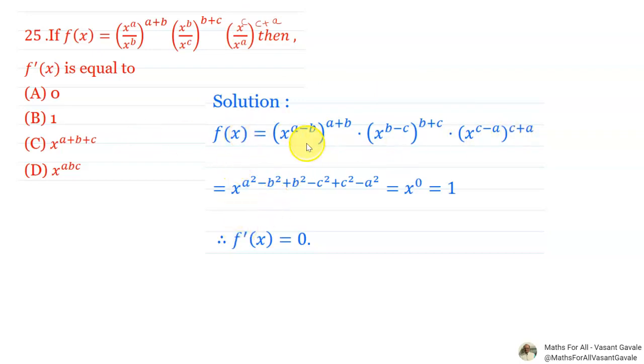Okay, and therefore x raised to a minus b into a plus b means a square minus b square. Similarly here, b square minus c square, c square minus a square, that is x raised to a square minus b square plus b square minus c square plus c square minus a square. Overall you will get 0. That is x raised to 0, x raised to 0 is equal to 1. Therefore f dash of x is equal to 0. Okay, hence the answer, option A, is the correct one.